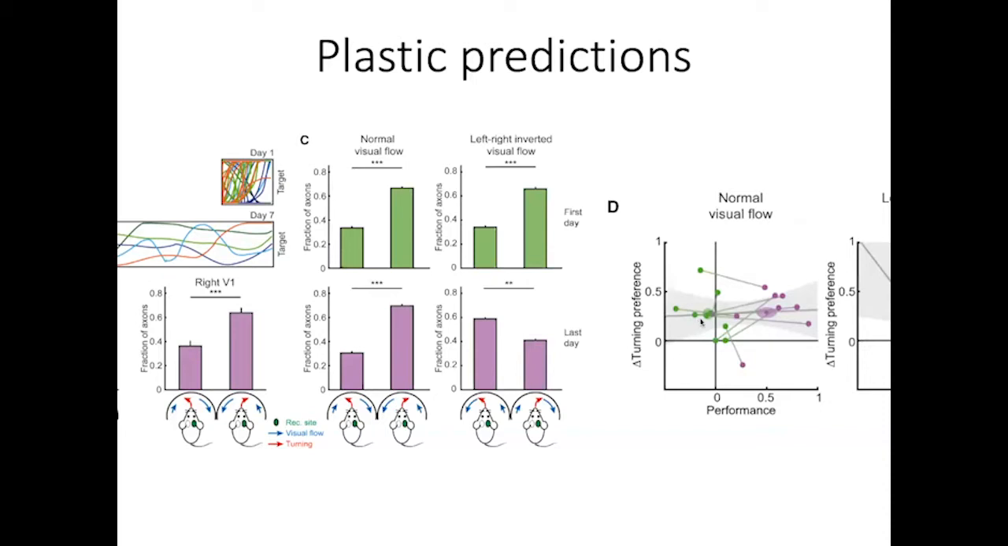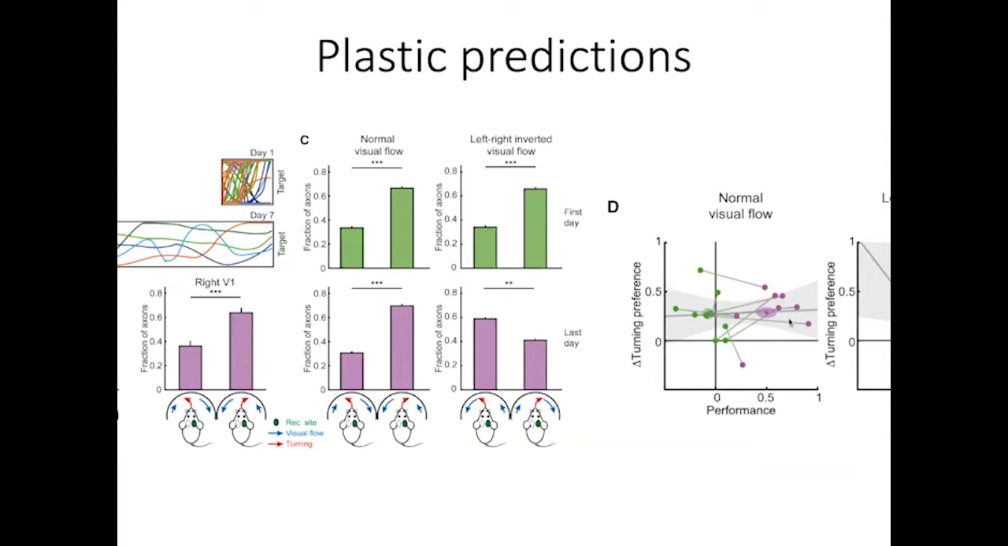Walk through that slowly. So this is the performance of the mouse, right? How good? It's quantified as a percentage of time spent within 30 degrees of the target. Okay. This is a tuning preference of the individual axons. Do they prefer contraversive or ipsiversive visual flow? Right. So negative would mean they're changing from contraversive to ipsiversive. Ah, so the delta of the tuning preference. Yeah. And then when you invert the visual flow and you compare first and last days, you see that the performance is more or less unaffected.